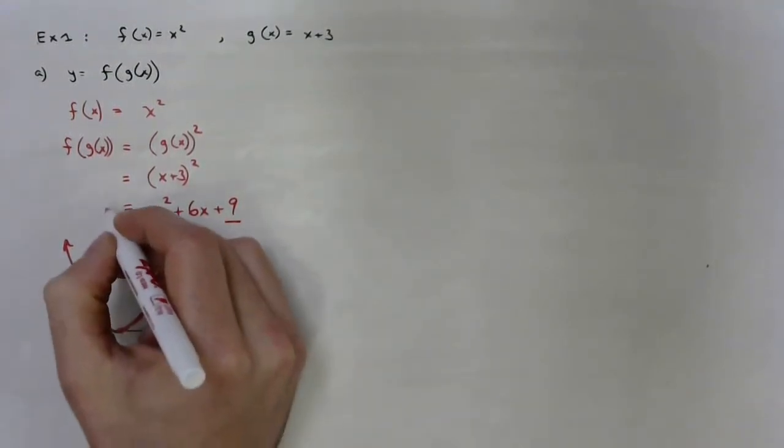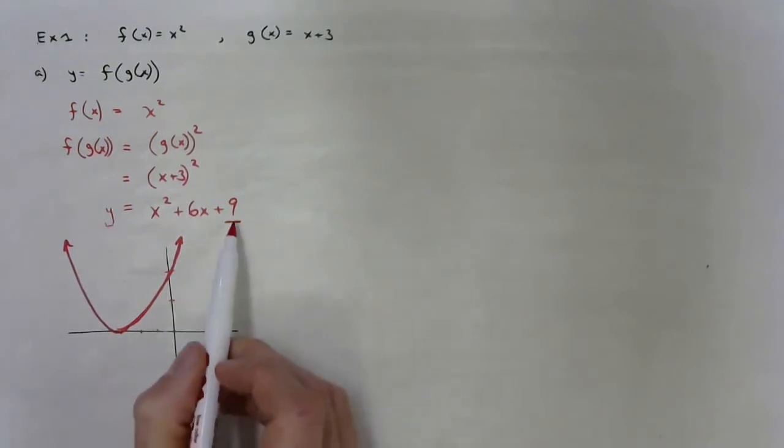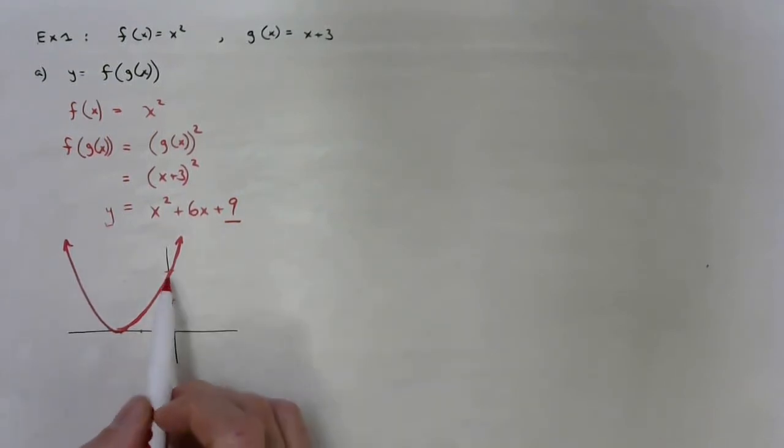It's already labeled. Wait, there's plus 9. Why is this so far low? Oh, no, never mind. Y-intercept. Yeah. I see. Oh, you're awesome.